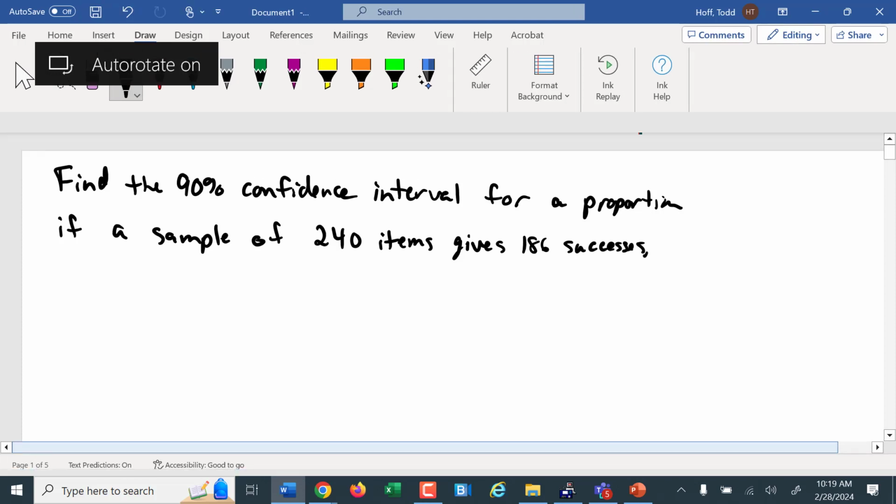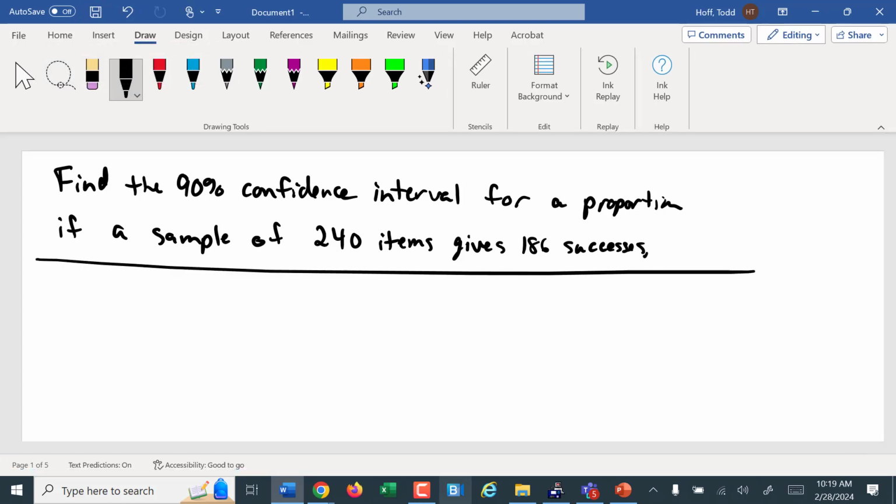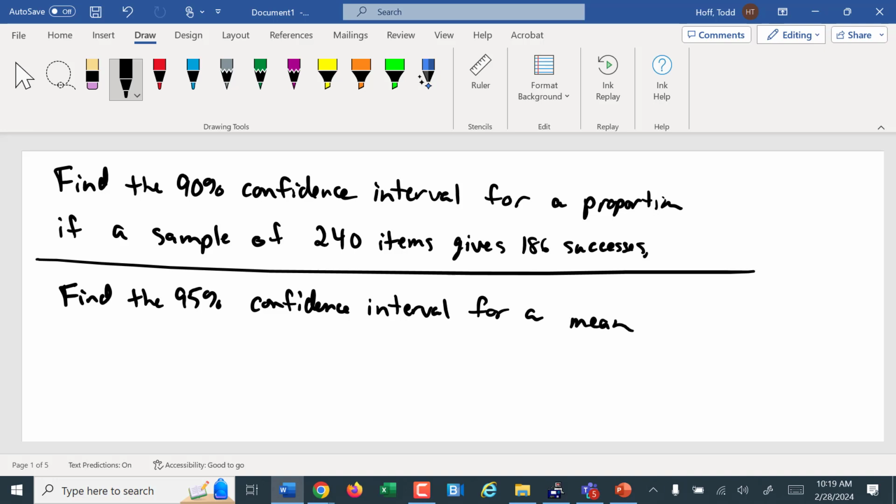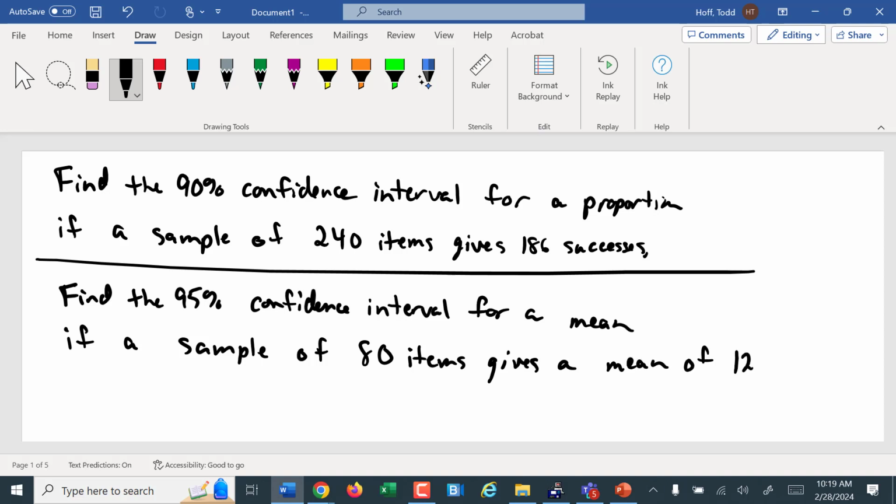Now let's find a confidence interval for a mean. Let's find the 95% confidence interval for a mean if a sample of 80 items gives a mean of 125 and standard deviation of 20.